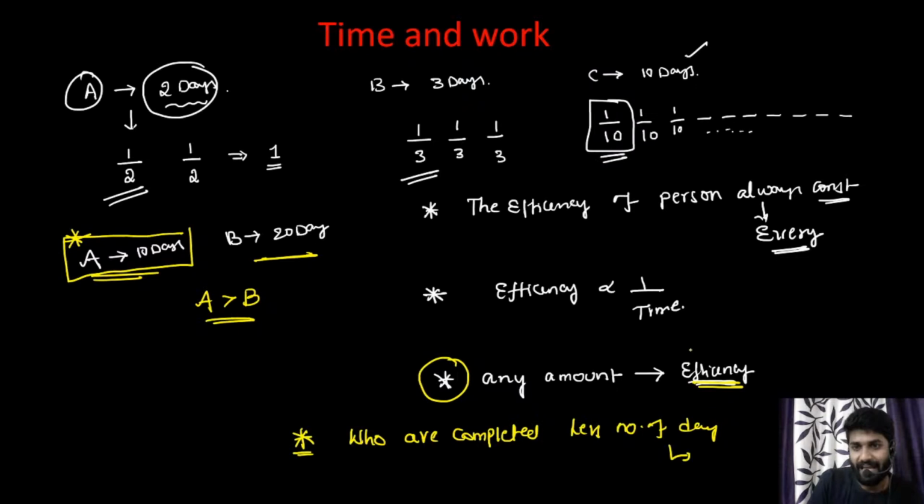And next one, efficiency and time. What is the information? Efficiency is always inversely proportional to the time. Then the efficiency of each person is always constant. Those are the important parameters.